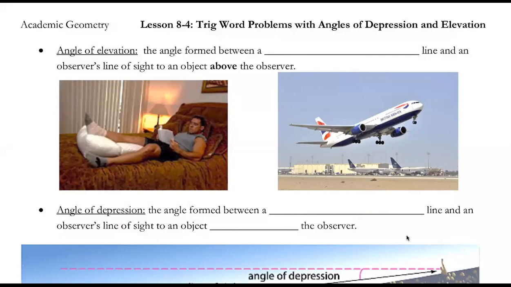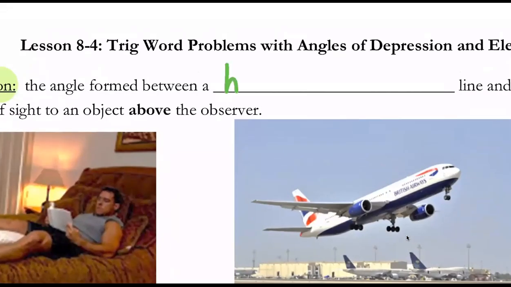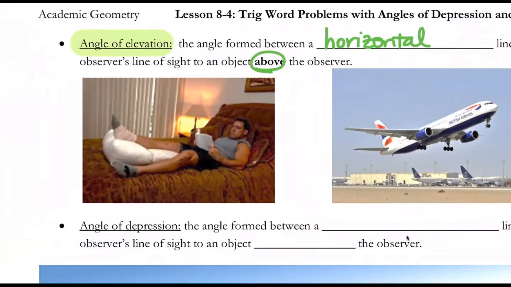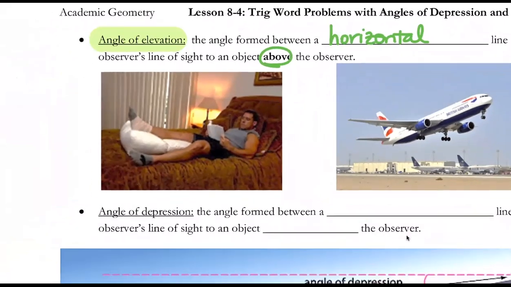So first of all, the term angle of elevation. If you take physics, you might also have heard this term, or you might hear this term. Angle of elevation is the angle formed between a horizontal line and an observer's line of sight to an object above the observer. Okay, it's between the horizontal and the observer's line of sight.